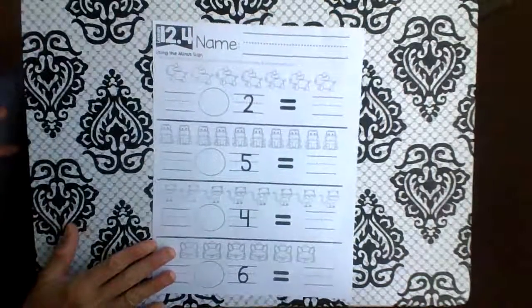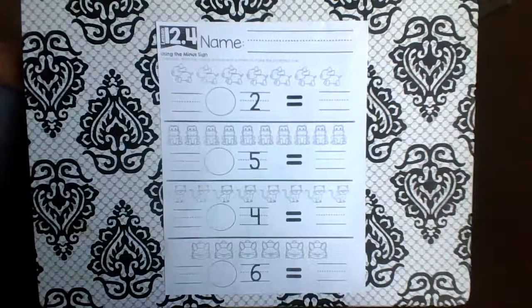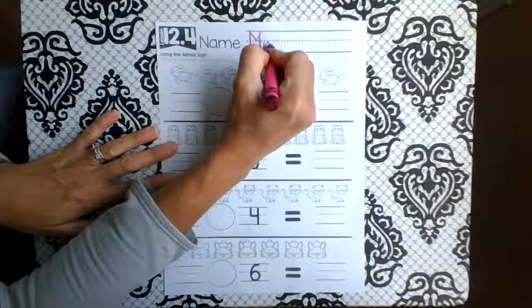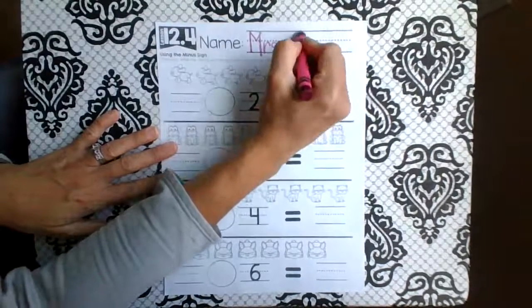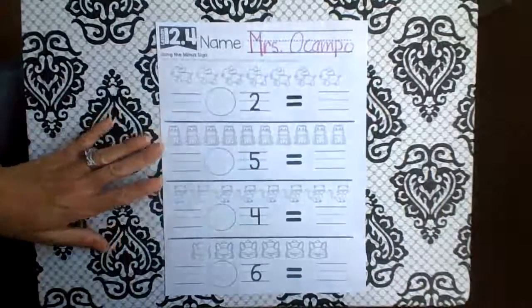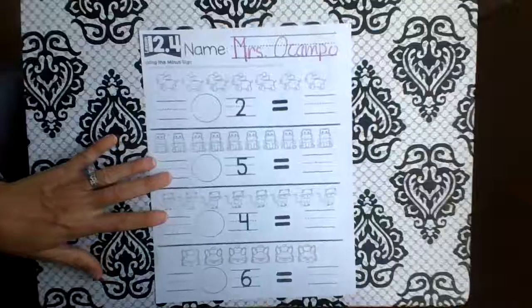Okay, let's turn our paper around. Ooh, I love all these illustrations. So let's start by writing our name at the top. Here we go.